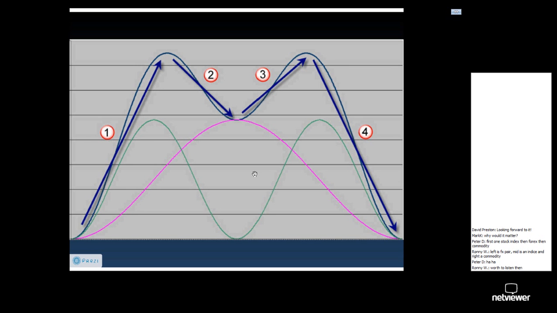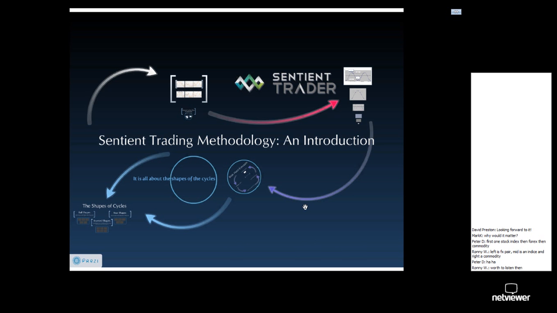Okay? And so that is what sentient trading is all about. Instead of simply trading the move up on a cycle and then the move down, we want to trade one or more, or perhaps all, of these 4 legs and separate movements in the way in which that cycle expresses itself in the price movement, which is this sort of M shape. Okay, so that's the basic idea behind sentient trading methodology. All right.